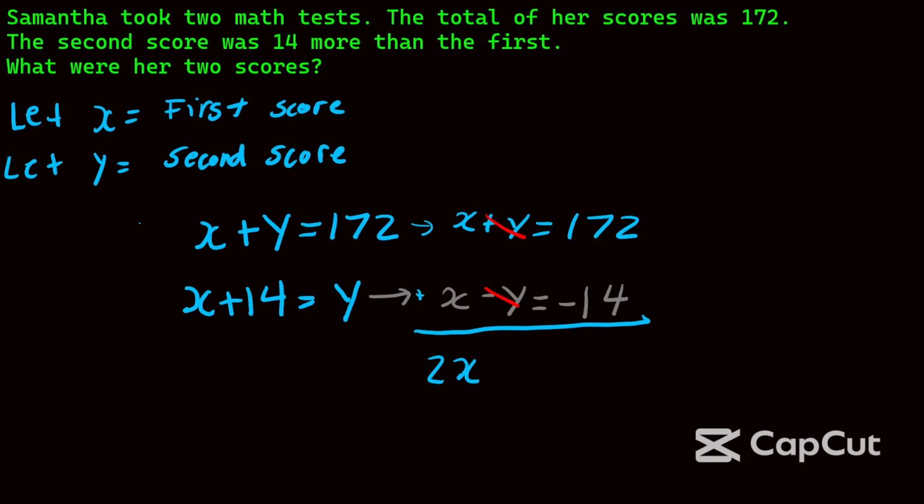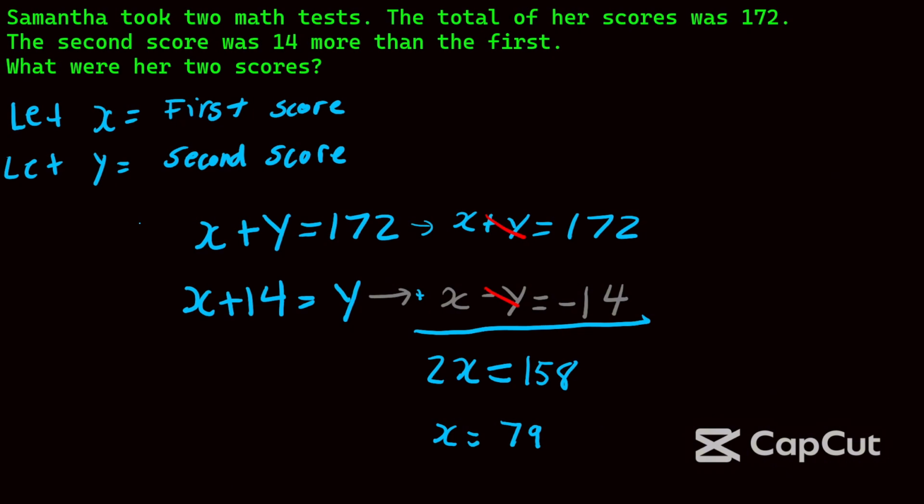And then 172 minus 14. Okay, so that's 158. That means x equals 79, I think. Yeah. Okay, so x equals 79. So that's our first score.